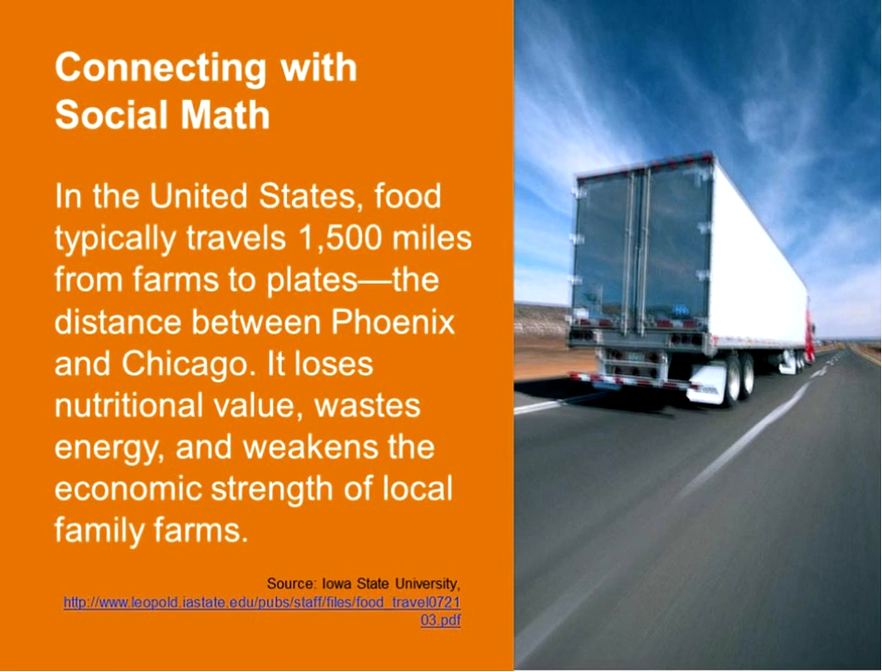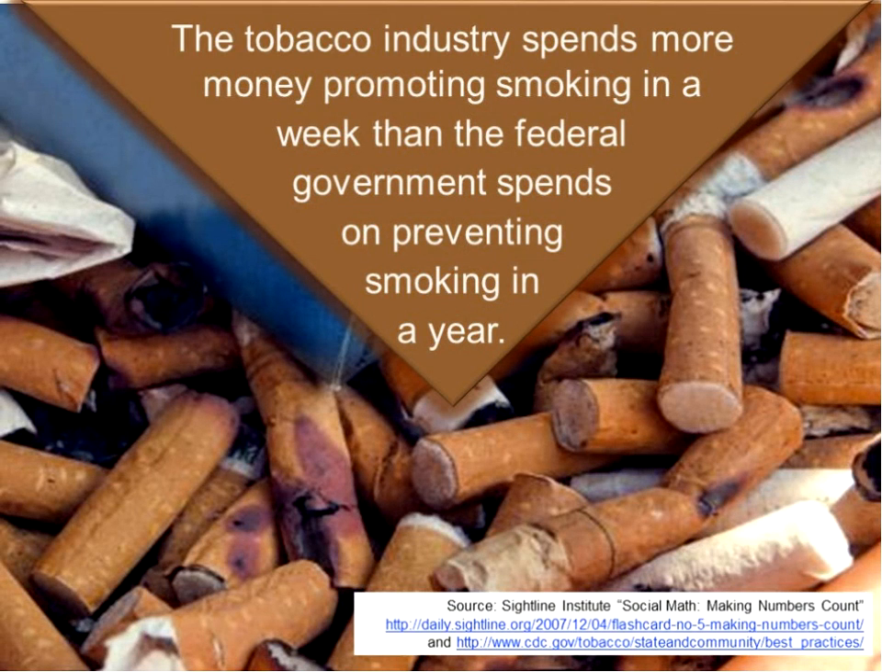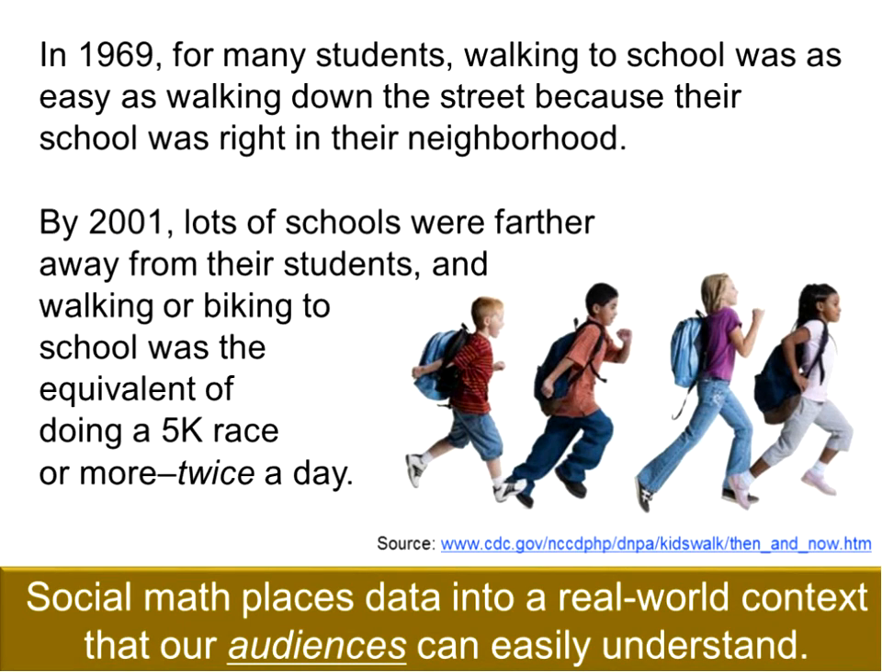So let's take a look at some other examples of social math. The tobacco industry spends more money promoting smoking in a week than the federal government spends on preventing smoking in a year. So again, you can see that we're making a comparison. In this case, it's about the amount of money spent between tobacco and the government. Now notice that we don't actually need the dollar figure here to understand the equation. In fact, this equation sets up an extreme comparison by using length of time, a week versus a year. Let's look at another example.